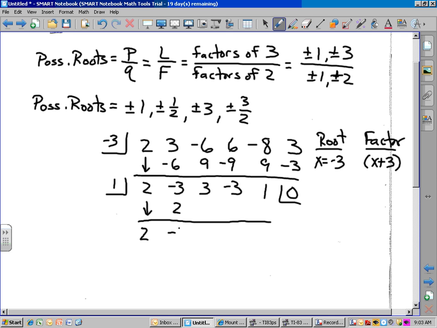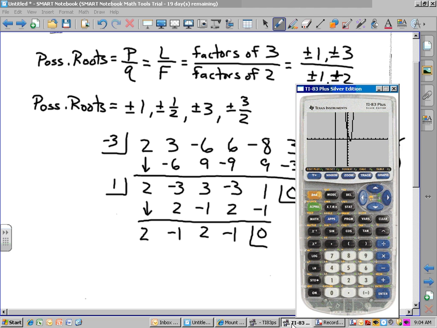2, negative 1, negative 1, 2, 2, negative 1, negative 1, 0. Good. Works out. Okay, those two look good. Those were just guesses. Let's go back to the graph.